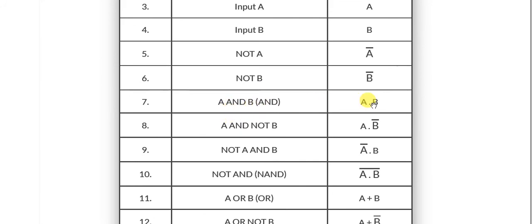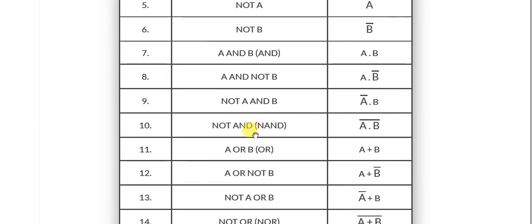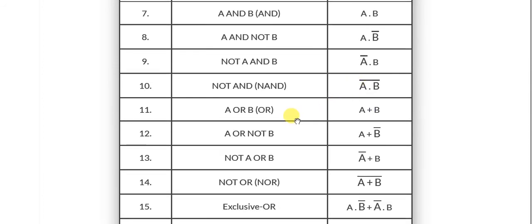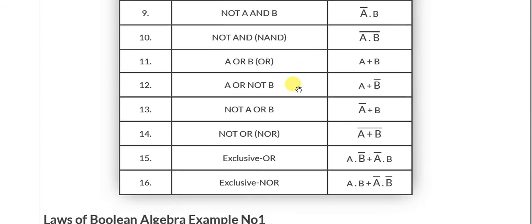A AND B means A dot B. A AND NOT B means A dot B complement. NOT A AND B means A complement dot B. NAND gate means the complement of A dot B. So you can see that there are various terminologies which we will be using.